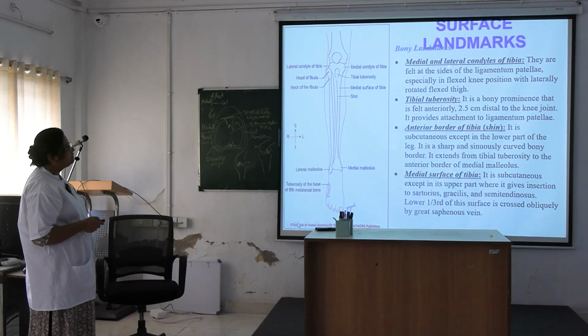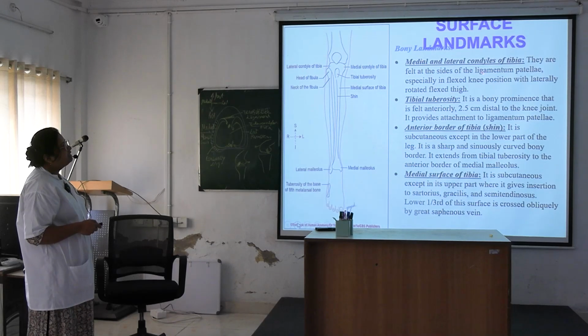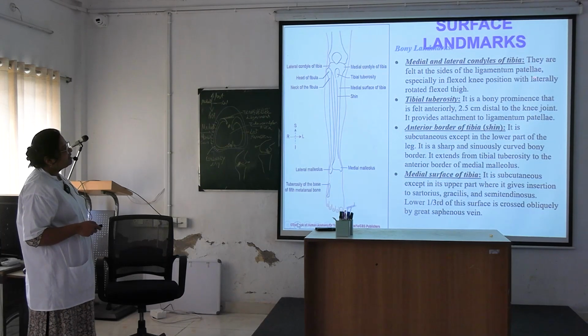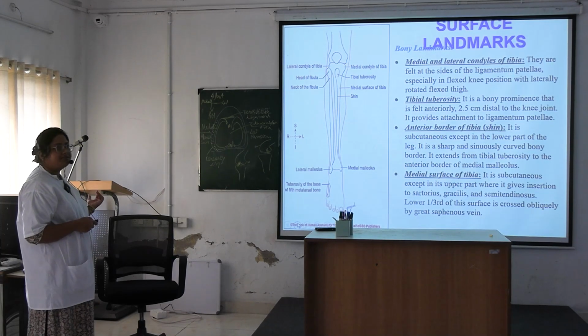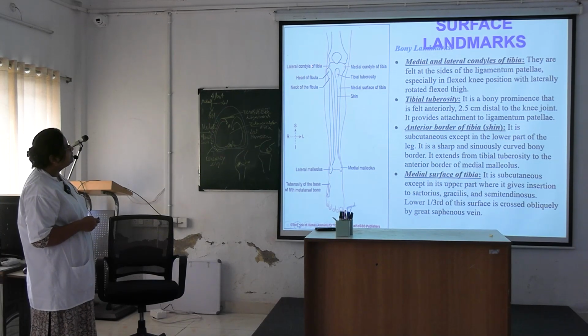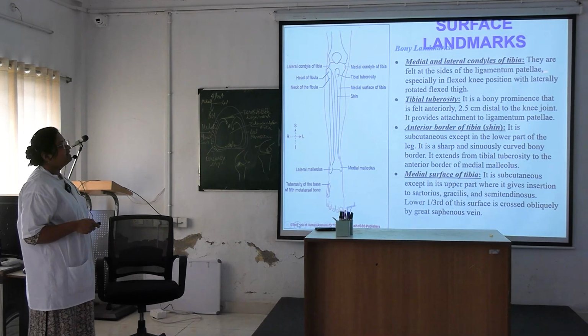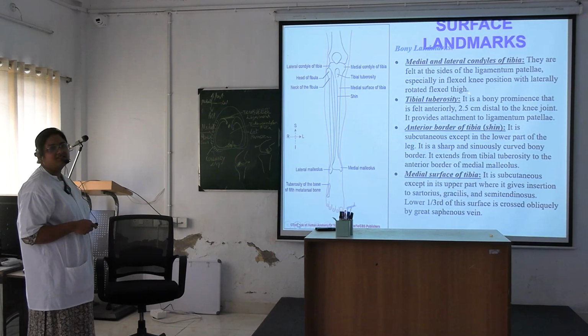So these are the important surface landmarks of this anterior compartment. Medial and lateral condyles of tibia. They are felt at the sides of the ligamentum patellae. See here, at the upper end of tibia, these projecting parts are the condyles, medial and lateral condyles of tibia, felt at the sides of ligamentum patellae, especially in flexed knee position with laterally rotated flexed thigh.